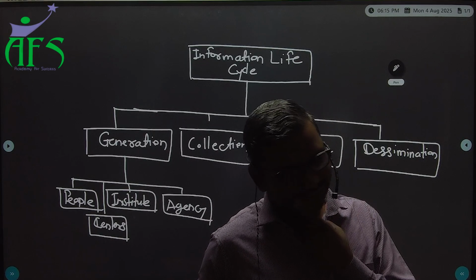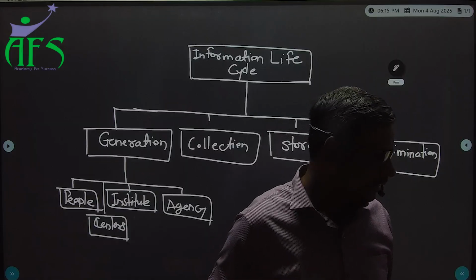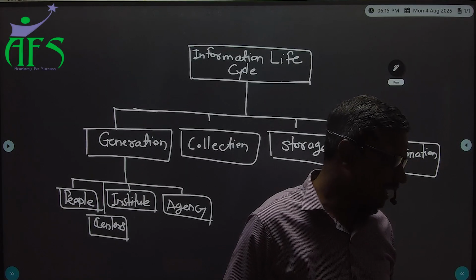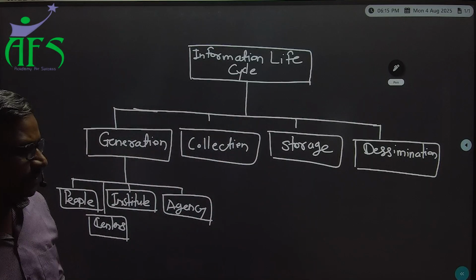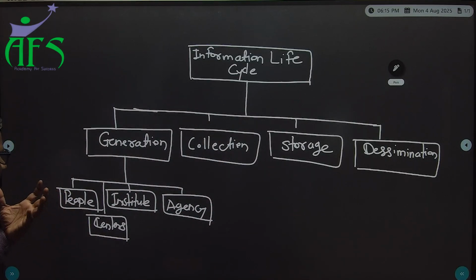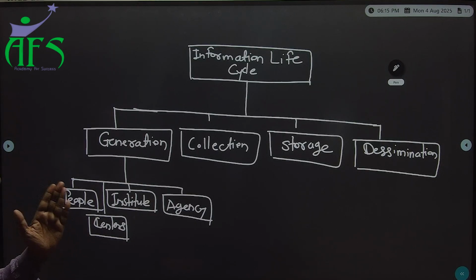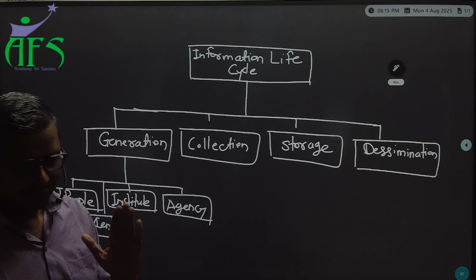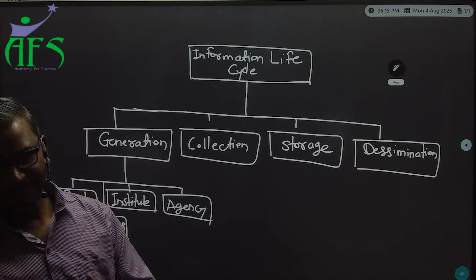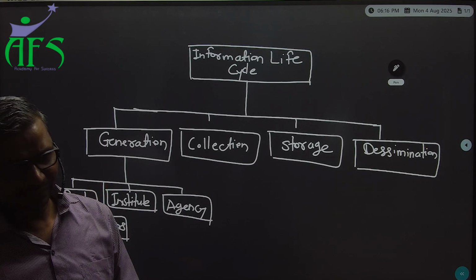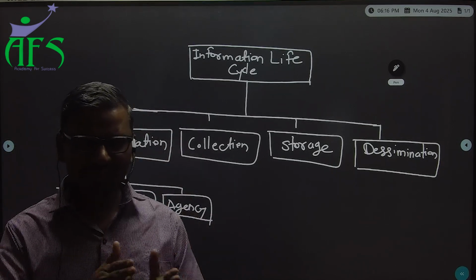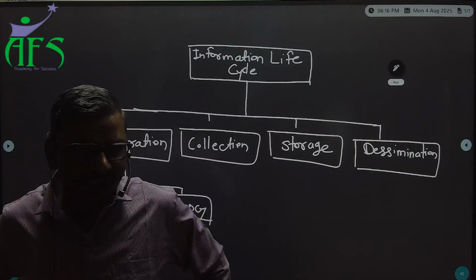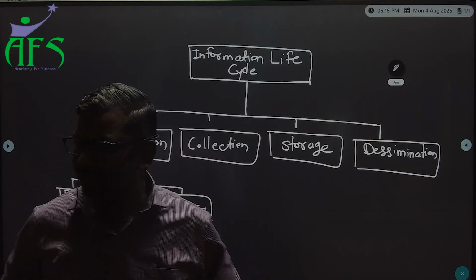Because collection is the second process of this information life cycle. So what is the role of collection? There are different types of collection methods. If we take the example of research, there are many tools and techniques which are used to collect the information.